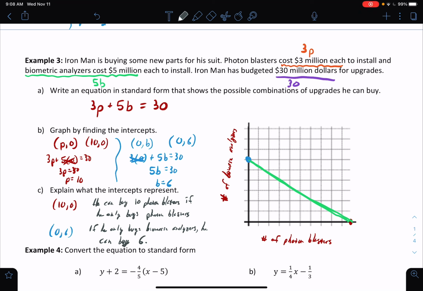Word problems lend themselves to either being slope-intercept form or in standard form. Okay? So if you see two different variables kind of with their own rate, $3 million each, $5 million each, okay? That's most likely going to be a standard form equation.